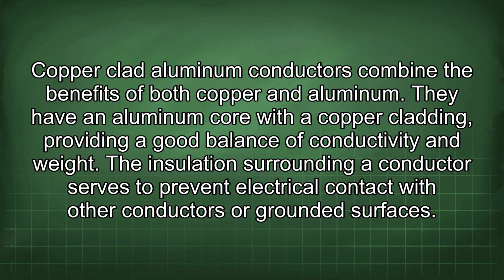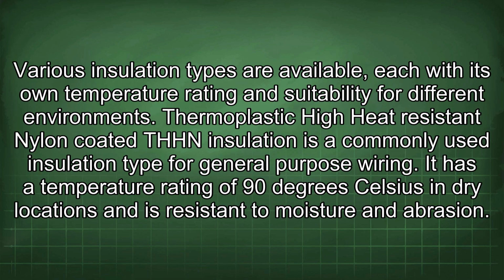They have an aluminum core with a copper cladding, providing a good balance of conductivity and weight. The insulation surrounding a conductor serves to prevent electrical contact with other conductors or grounded surfaces. Various insulation types are available, each with its own temperature rating and suitability for different environments. Thermoplastic high-heat-resistant nylon-coated THHN insulation is a commonly used insulation type for general-purpose wiring.